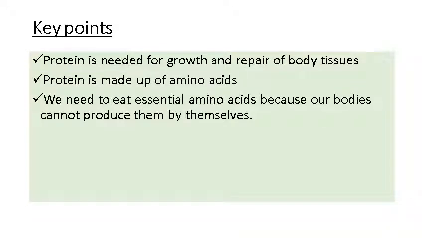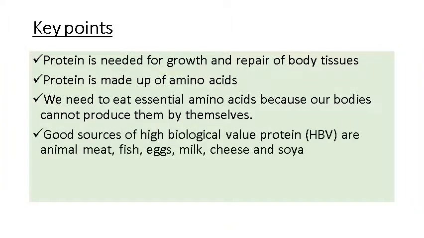We need to eat essential amino acids, so those high biological value protein foods such as meats and animal products. And if you're vegetarian or vegan, you're getting it from plant-based foods, or you're getting it from your quorn, which are high biological value because our body can't produce all the amino acids by themselves.